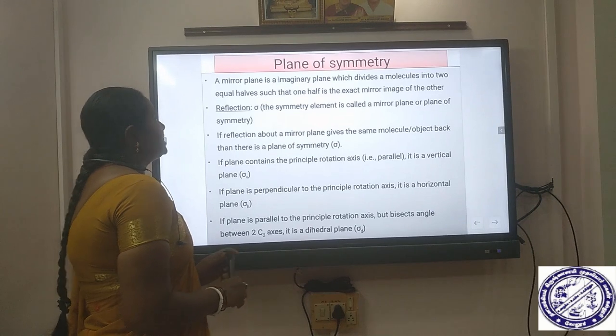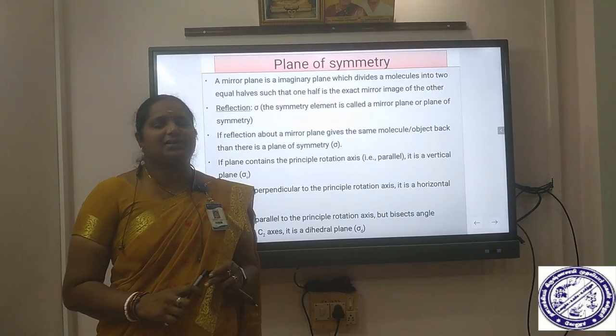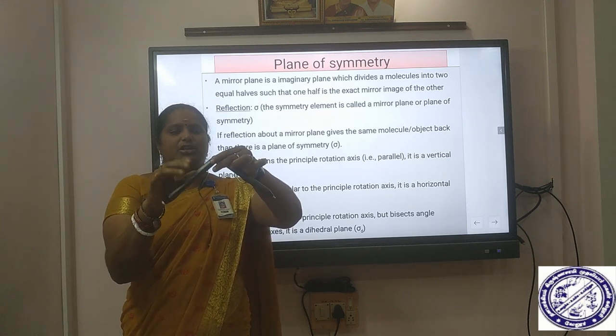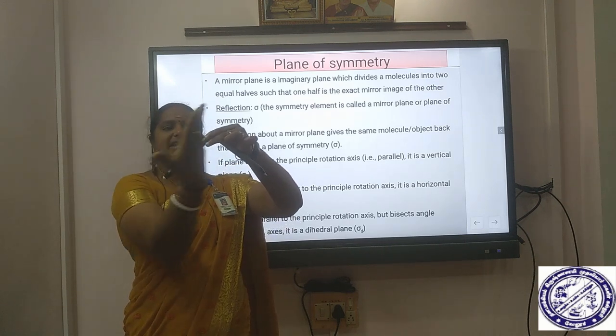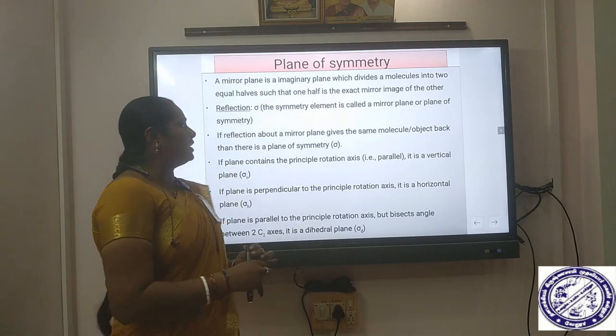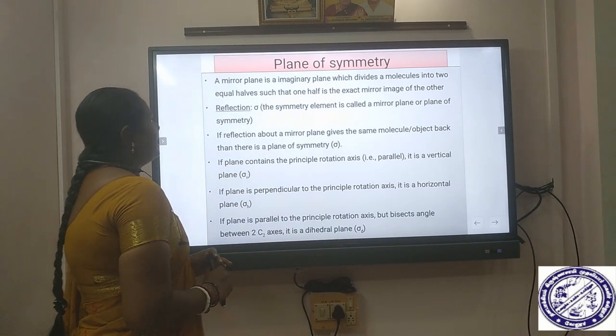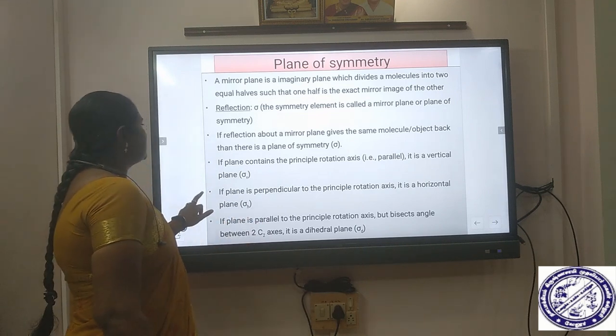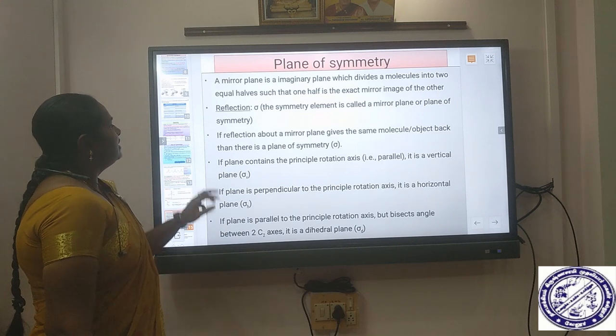Next we are going to see the plane of symmetry. The plane of symmetry is an imaginary plane which divides a molecule into 2 identical halves. So this is a water molecule. When we cut the plane here, this part will be the mirror image of this. It is called a plane of symmetry, and the operation is reflection. It is denoted by the symbol sigma.